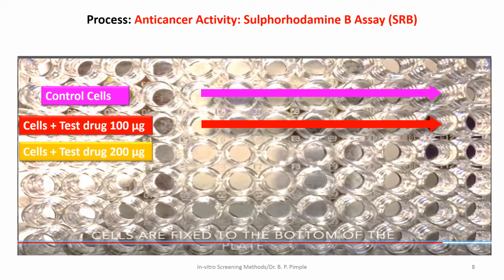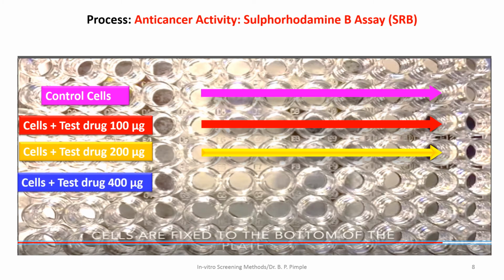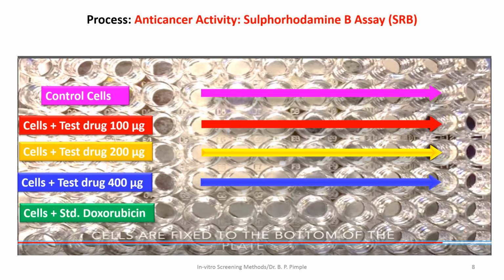Similarly, we will be increasing the concentration logarithmically. Another set of cells is treated with 200 microgram of the same isolated drug. It will be placed here, and 400 microgram test drug. We have increased the dose or concentration of the solution. And in the last, we will be using standard doxorubicin.